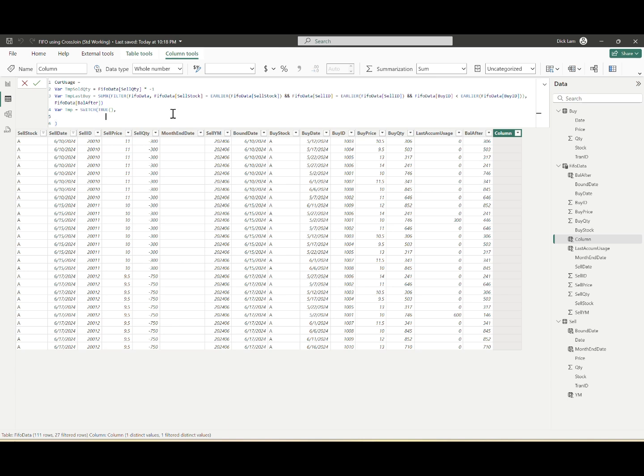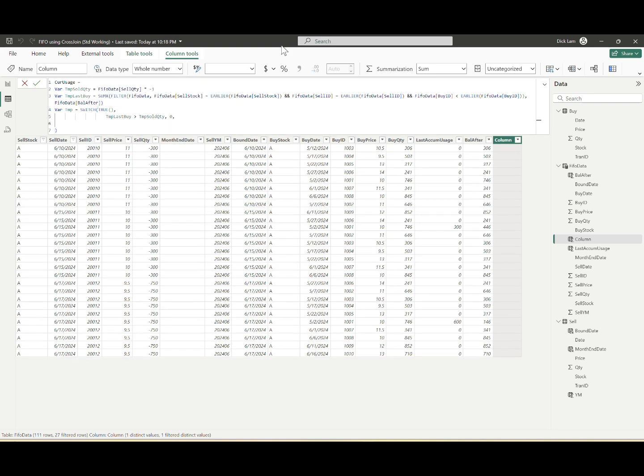Now, if the temp last buy is greater than the temp sold, what does it mean? That means the sold quantity, the whole quantity can be covered. If the last buy quantity, I mean the available balance, is more than the sold quantity, this is the previous one, that means it already covers. So the current row will not be consumed. That's why I use 0.